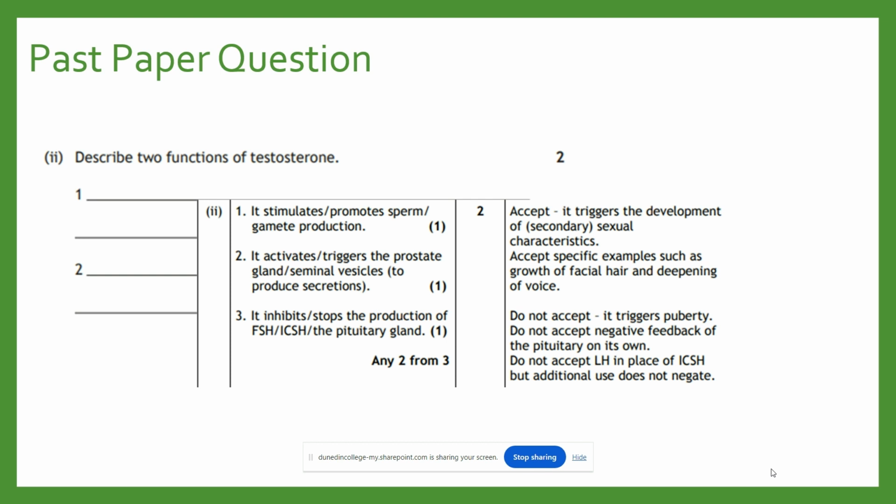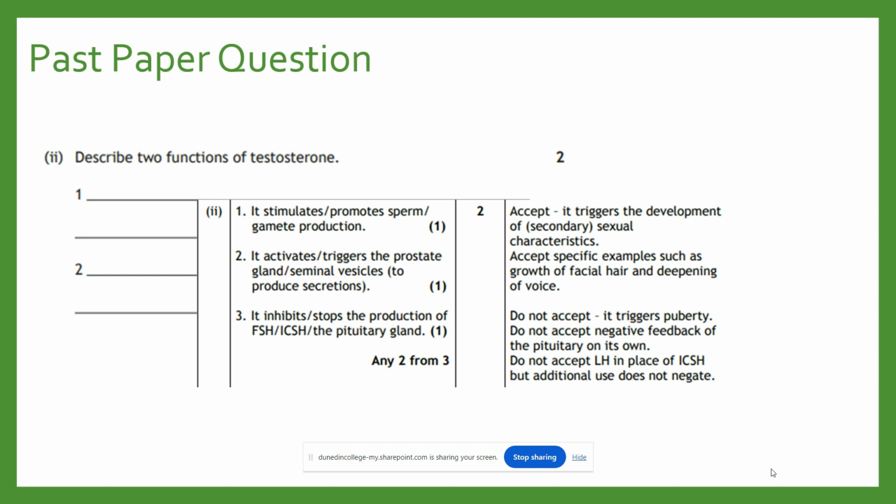Or it inhibits, stops the production of FSH and ICSH from the pituitary gland. So it's looking at the sperm production, the stimulation of the accessory glands, and then a little bit about the pituitary secretions. So any two of those three options. If you do mention the secondary sexual characteristics, some specific examples such as the growth of facial hair or the deepening of the voice, that was also an alternative answer.